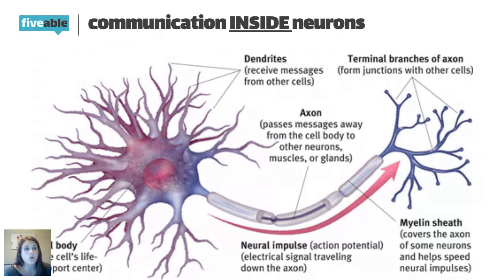So just knowing, I've seen questions before on the test where they say, hey, what is the correct order that a message travels within a neuron? And it'll list all the parts of the neuron. So you need to know that it goes dendrites, then cell body, then axon, and then terminal branches. There's really no super creative tips or tricks to remember that.